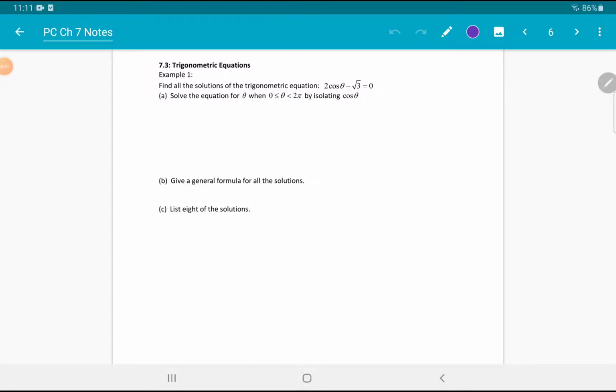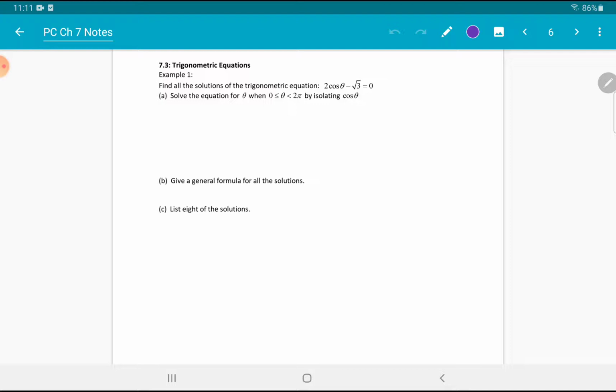7.3 Trig equations. Find all the solutions of the trig equation 2 cosine theta minus root 3 equals 0. Solve the equation for theta when you're in the interval 0 to 2 pi by isolating cosine of theta.